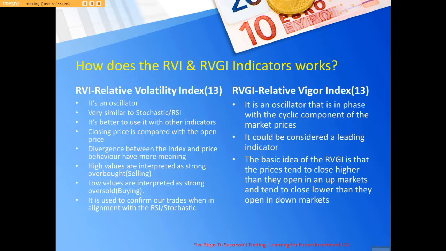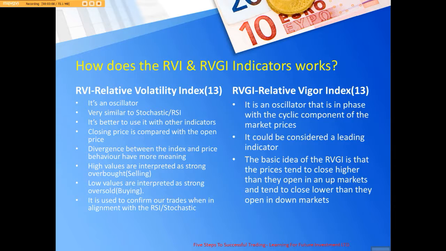Now we've got the relative volatility index. It's an oscillator, so both of them are oscillators, very similar to stochastic and RSI. It's better to use it with other indicators. Closing prices compared with the open. Divergence between index and price behavior have more meaning. When we say divergence, it means like one is going up while the other is going down. So at some point the market is going to realign itself, so both of them go in the same direction. So that's what's meant by divergence.